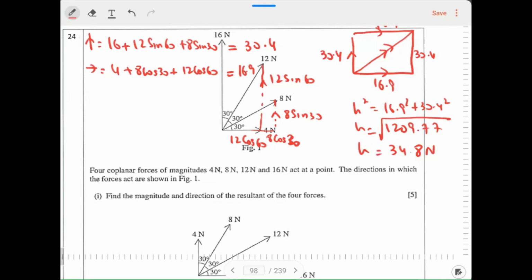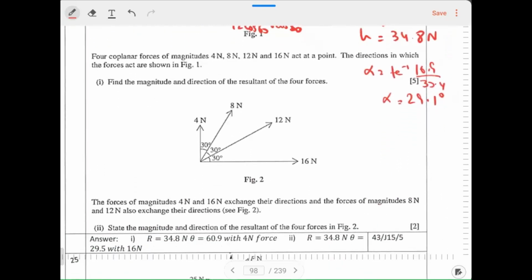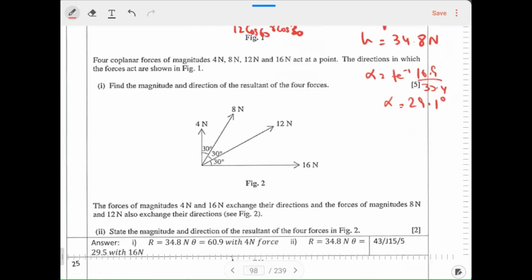Angle. Let's give it in the form of bearing. Tan inverse of 16.9 upon 30.4 is 29.1 degrees. Done? Clear? Understood? Now it says find the magnitude and direction of the resultant of the four forces.